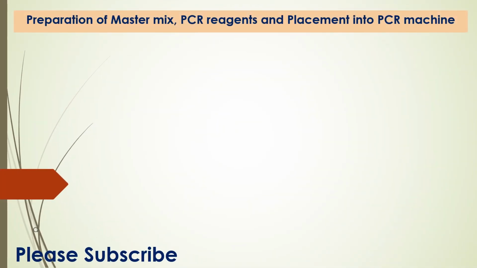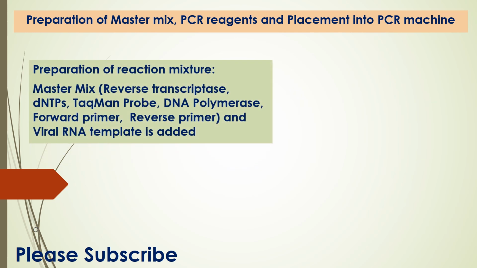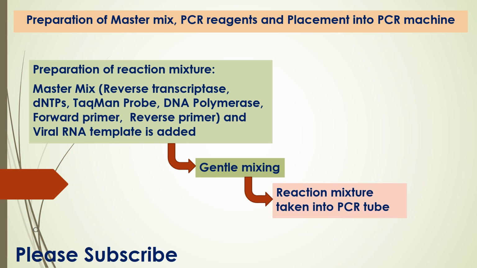Preparation of master mix, PCR reagents and placement into PCR machine, for the preparation of reaction mixture. Master mix containing reverse transcriptase, dNTPs, TaqMan probe, DNA polymerase, forward primer, reverse primer, and finally, viral RNA template is added. After gentle mixing, reaction mixture is taken into PCR tube. Then, placed into PCR machine.